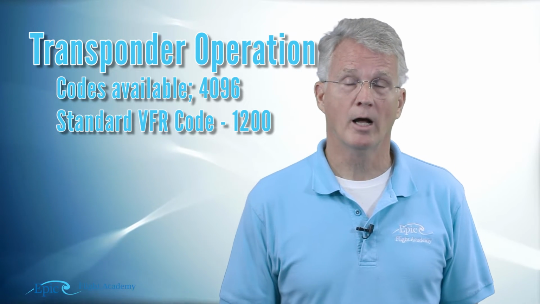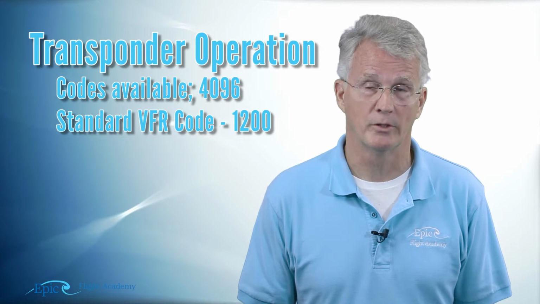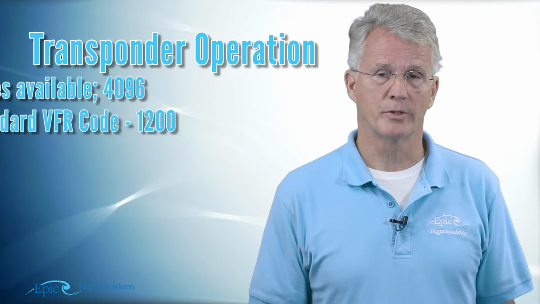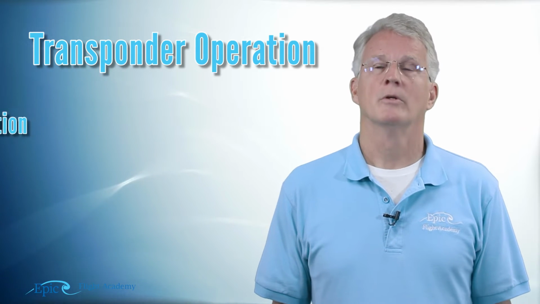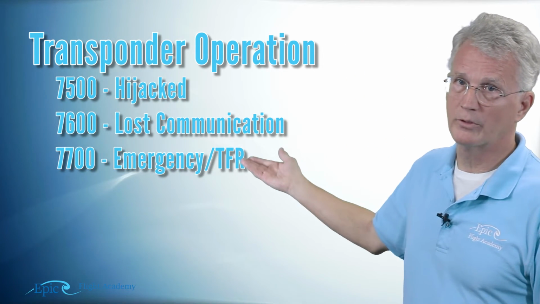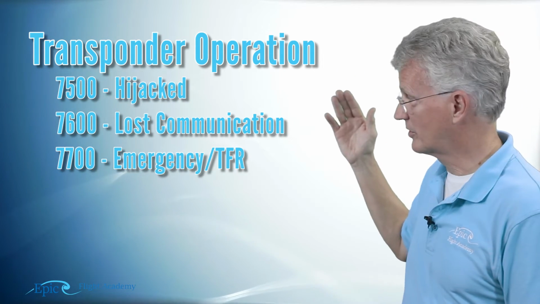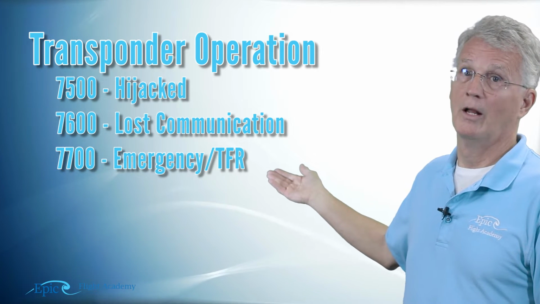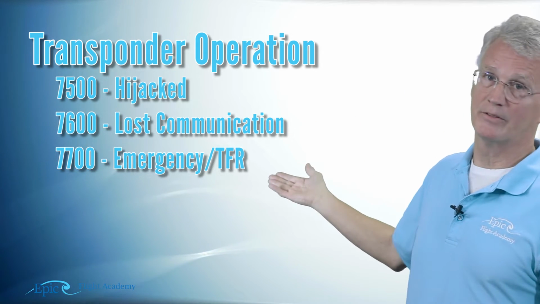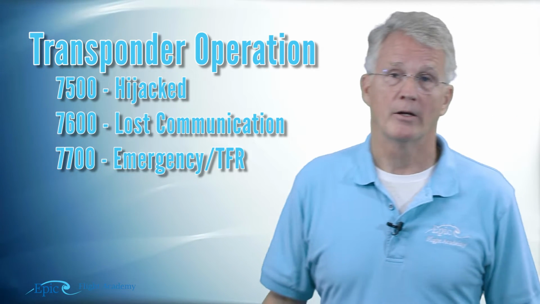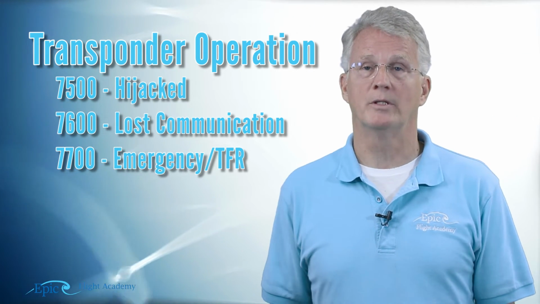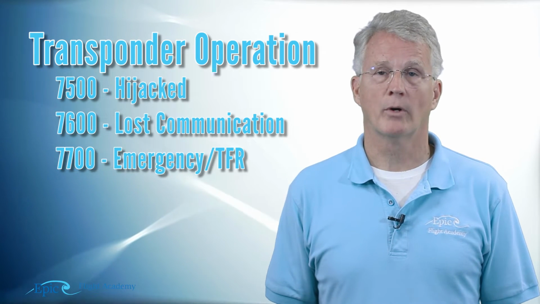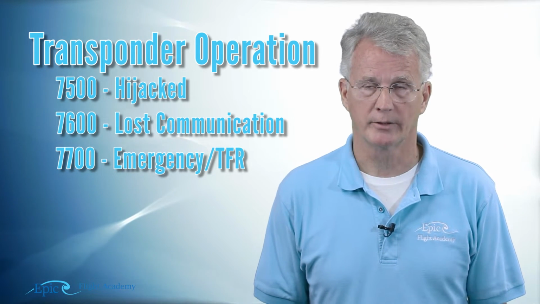Now, there's a couple more codes that you want to know, and these all start with 7. There's 3 in particular: 7500, 7600, and 7700. Now, 7500 is the code that a pilot would dial in if the aircraft were being hijacked.